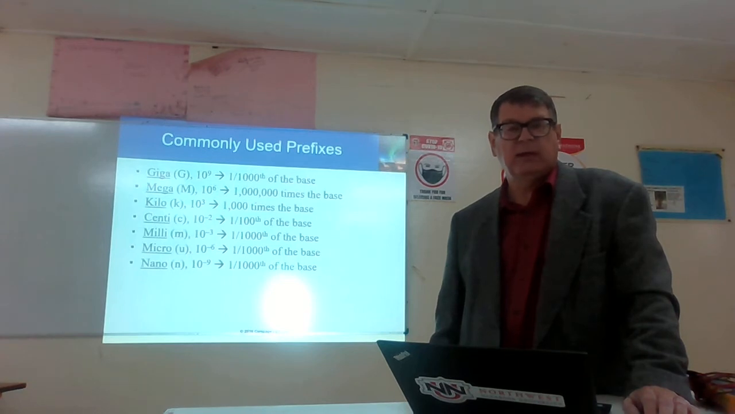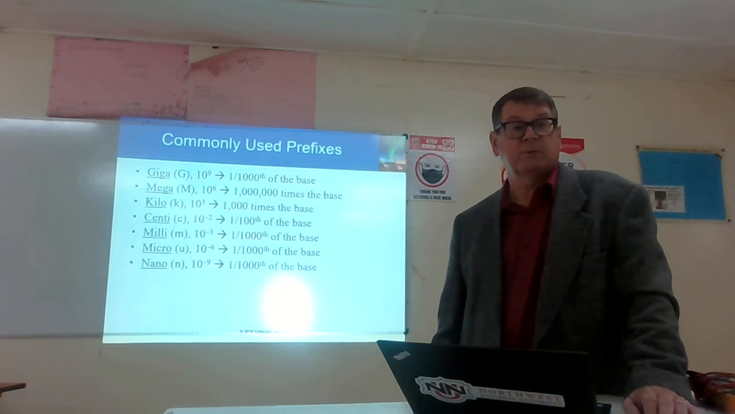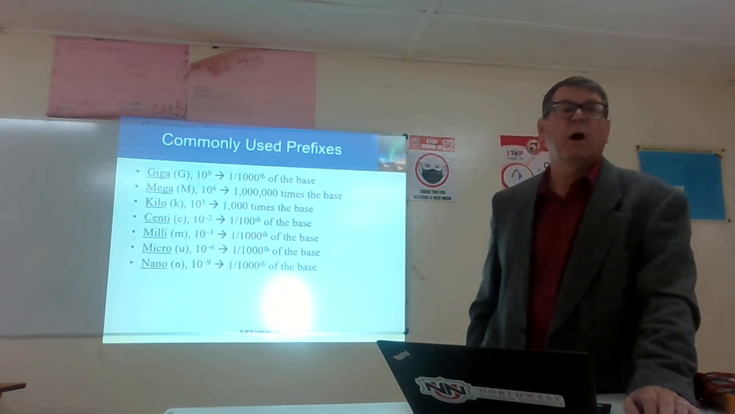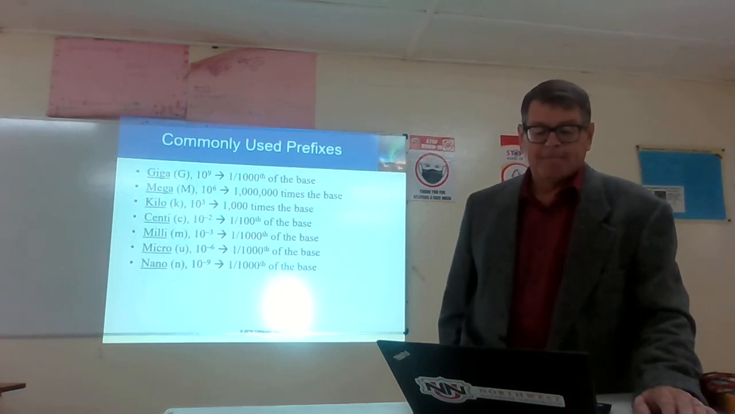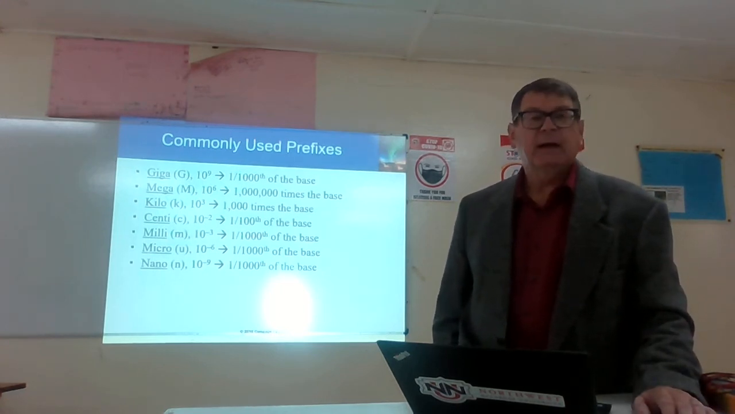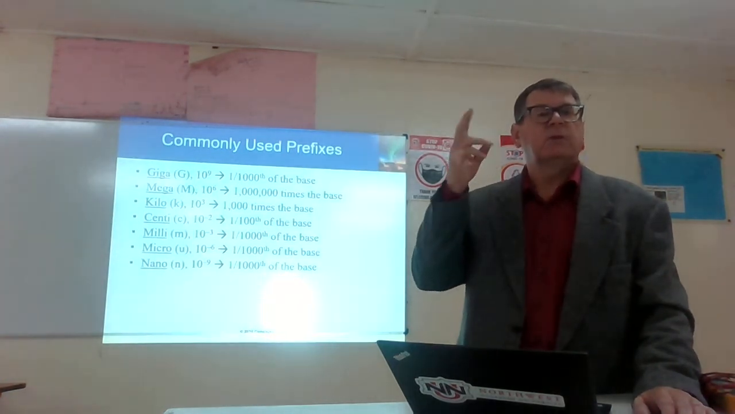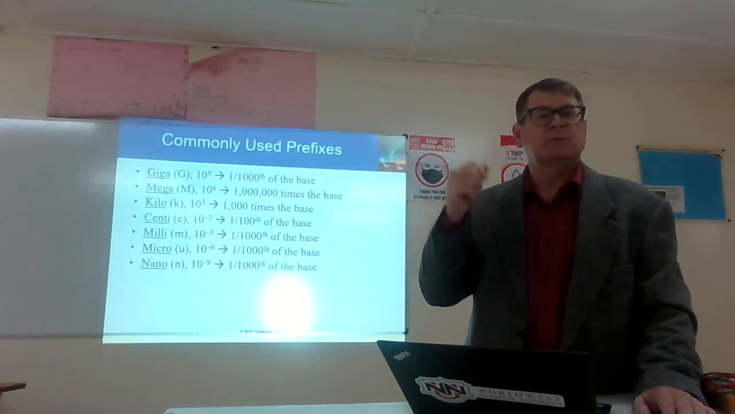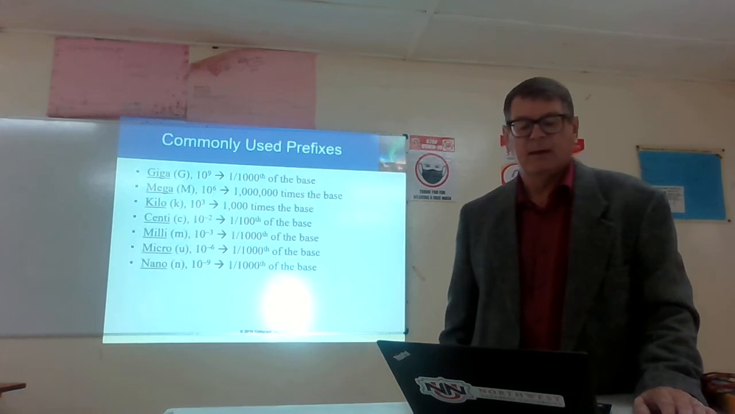Do you think it's bigger than giga? How much bigger than giga? Tera, how much bigger than giga? 1,000 times, right. So it's 10 to the 12. Tera is 10 to the 12. I didn't put it on this slide. Tera, and then giga, and then mega. These are all separated by 10 to the third power, 1,000 times. So a giga is 1,000 times bigger than a mega. A mega is 1,000 times bigger than a kilo.